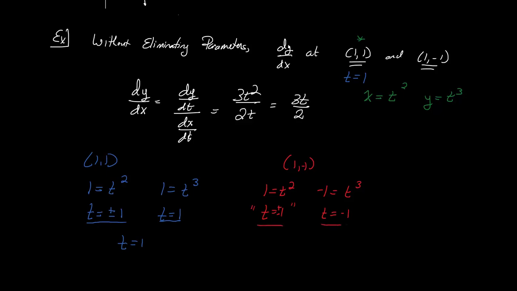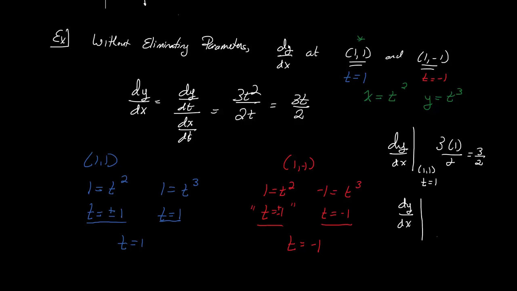When do these values occur simultaneously? At the point t equals negative 1. So therefore, the point 1, negative 1 corresponds to t equaling negative 1. If we want to find dy/dx at 1, 1, this is the same thing as when t equals 1. We're just going to have 3 times 1 over 2, which is 3 halves. If we want to find dy/dx at t equals negative 1, we're going to have 3 times negative 1 all over 2, which is negative 3 halves.